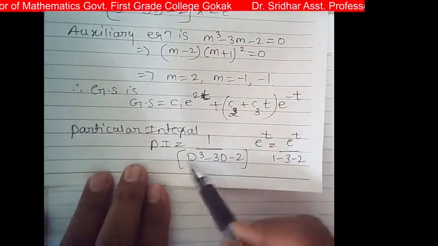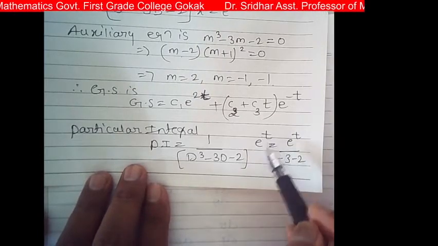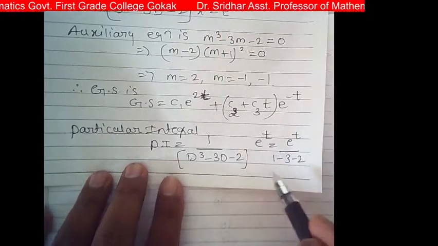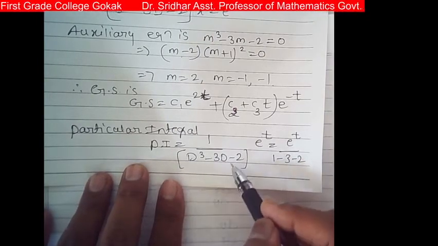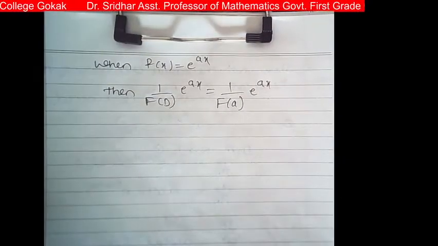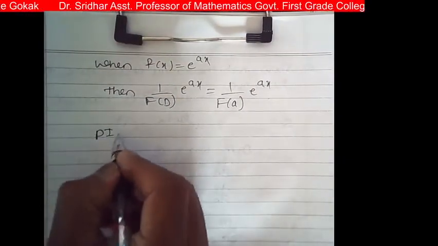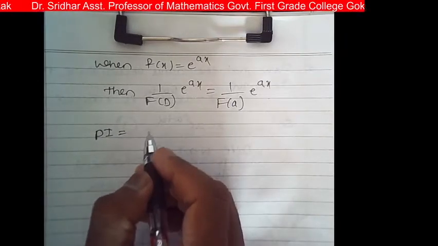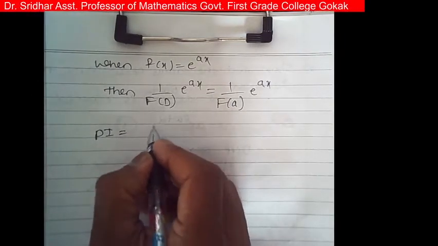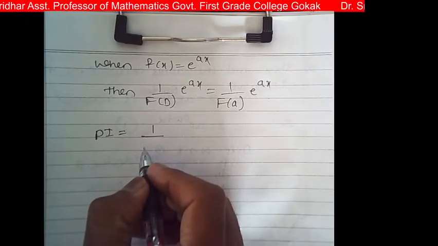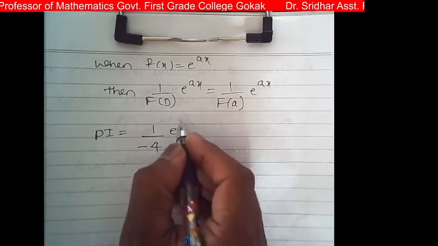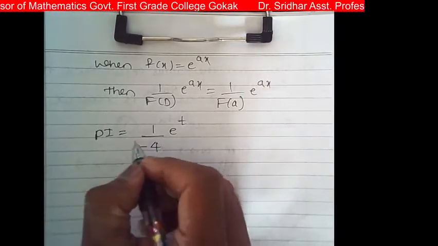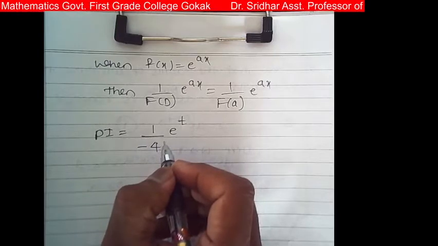So 1 divided by f of D, we replace D by a, that is the coefficient of t, that is 1. So 1 cubed means 1, minus 3 into 1 is 3, minus 2. With this the particular integral becomes 1 divided by (1 minus 3 minus 2), that is minus 4, times e raised to t. So this is the particular integral.